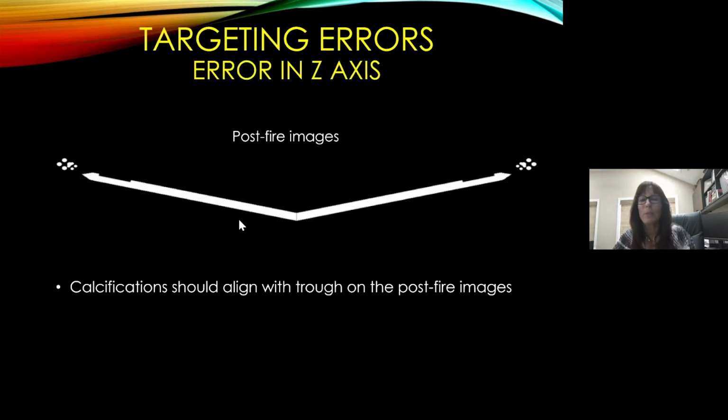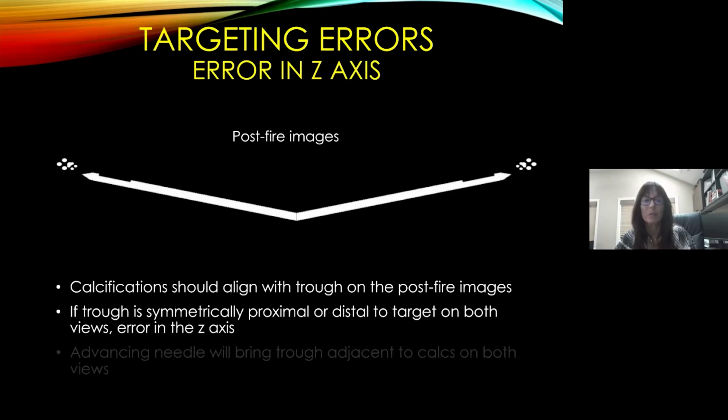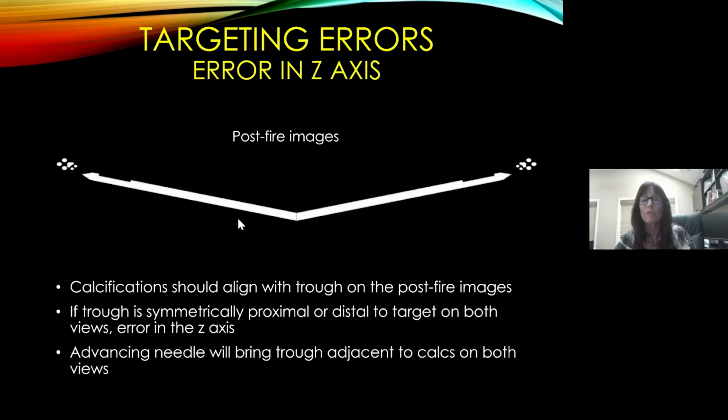Here's an example of a post-fire image where the needle is still pointing at the calcifications. Recall that I mentioned that on the post-fire images, the calcifications or the target should align with the trough on both views. In this case, if the trough is symmetrically proximal or distal to the target on both views, the error is then in the x-axis. So here, we would just need to advance the needle to bring the trough adjacent to the calcifications on both views.